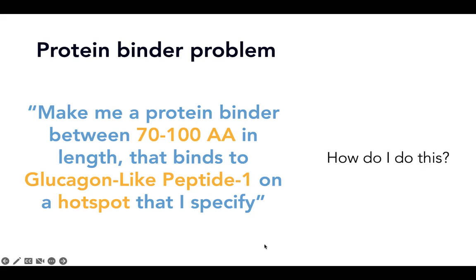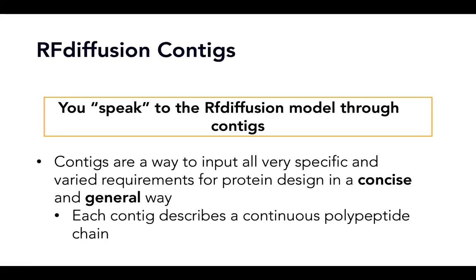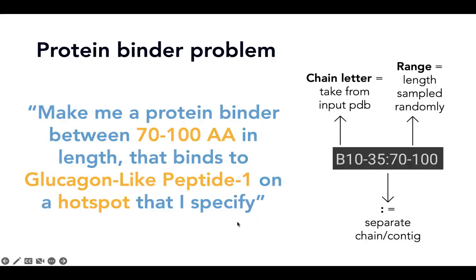But right, so we have this. How are we actually going to do it? How are we going to communicate with RF diffusion to do this? So like I said before, you have these things called contigs, right? And it is a way that you speak to the RF diffusion model. So contigs are a way to input very specific and varied requirements for protein design in a really concise and general way. And each contig basically describes a continuous polypeptide chain.